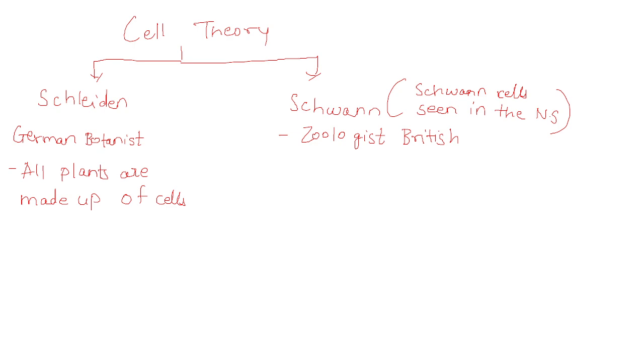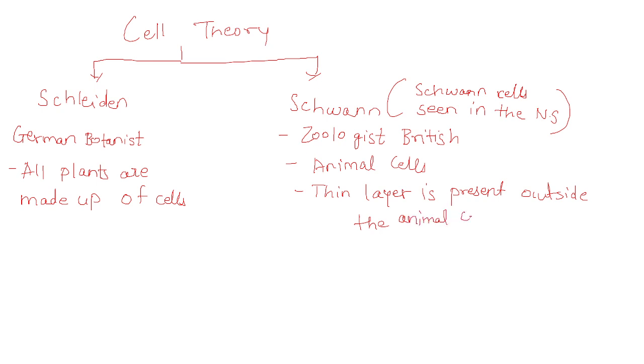But what did Schwann observe? For the first time, Schwann observed the animal cell. And he noticed that there is a thin layer outside the animal cell. Yes, an outer thin layer is present outside the animal cell, and it is called the plasma membrane.